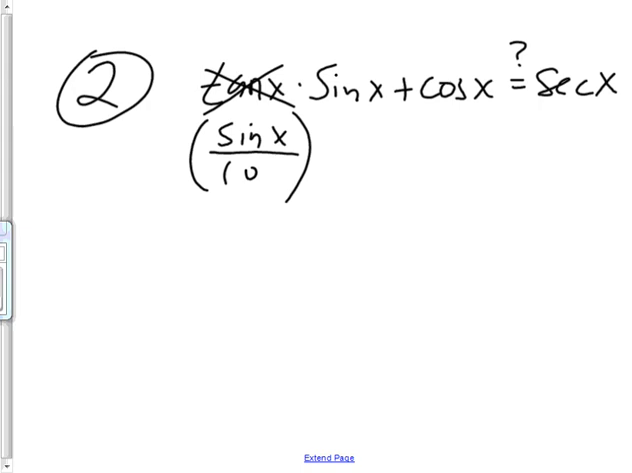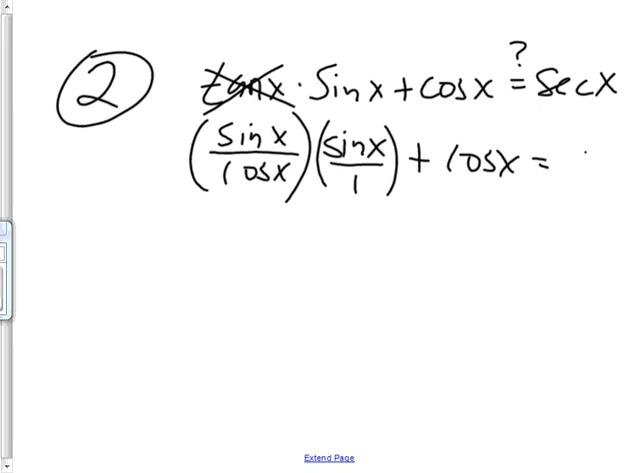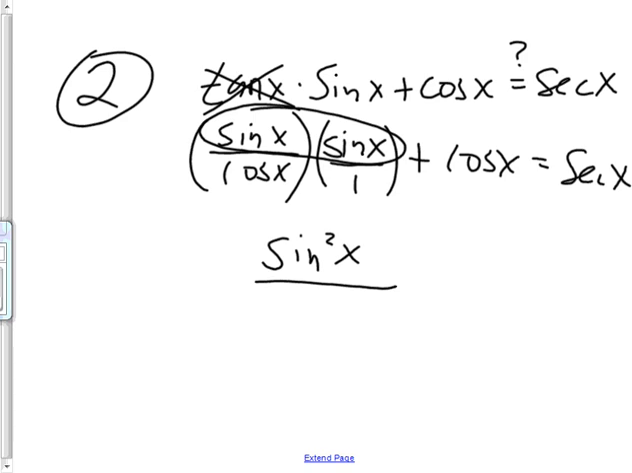Sine x over cosine x. And I'm going to just keep this as sine x, but I'm going to put it over 1, just because it'll be a little easier to see that those two can get added, plus cosine x equals secant x. Now, I know that you might be thinking, wait a minute, that doesn't really help because nothing cancels. But it will help because now these two can go together, and what do they make? Sine squared x over cosine x. I can take a sine x times a sine x, I get a sine squared x.